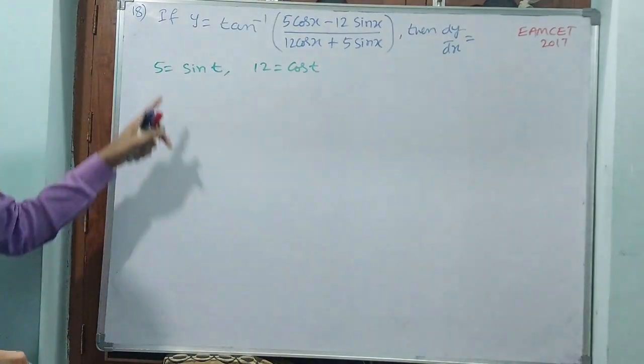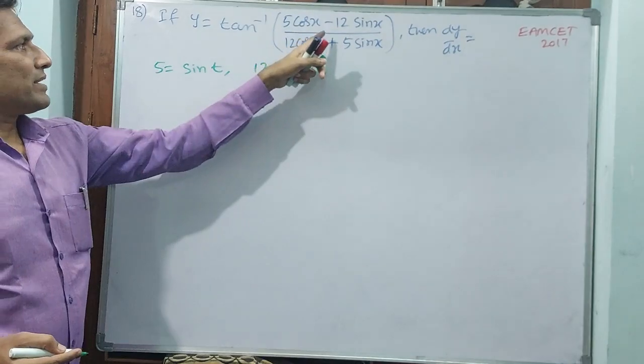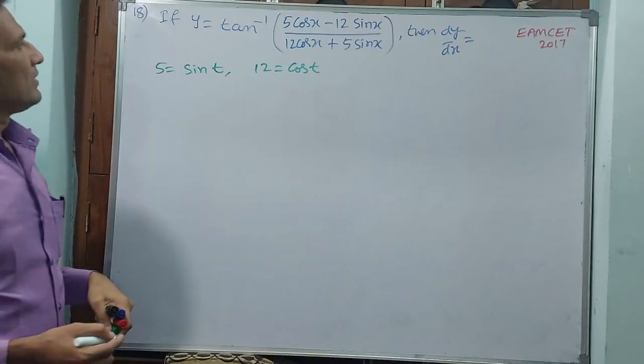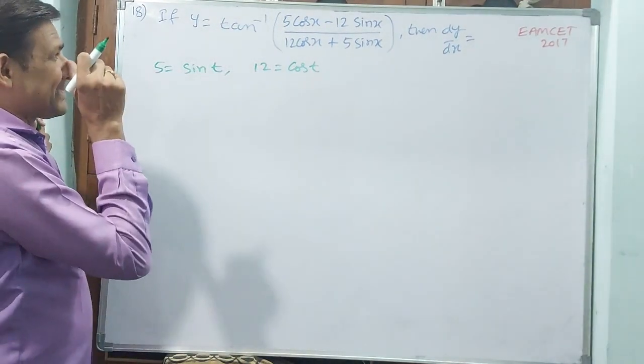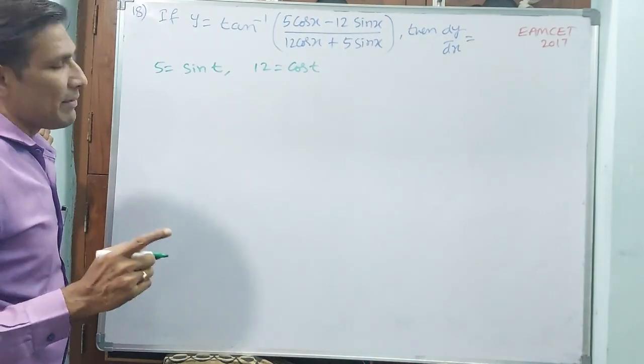12 is equal to cos t. Okay, that means 5 is sin t, cos x minus cos t sin x, like that also we can write. The denominator, cos a cos b plus sin a sin b, also will come. Okay, now see here what will happen.